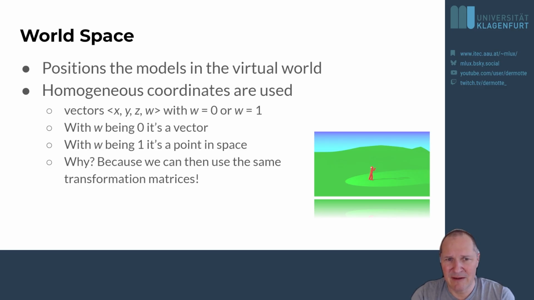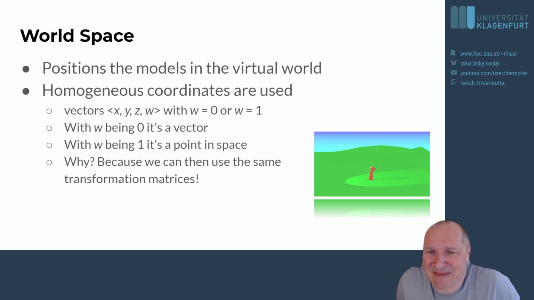And also with the homogeneous coordinates, we can actually use the same transformation matrices for translating points and translating vectors, because vectors, of course, cannot be translated because they have no point. So you can only translate a position in space, and vectors have no position. But with the homogeneous coordinates, this is actually very elegant.